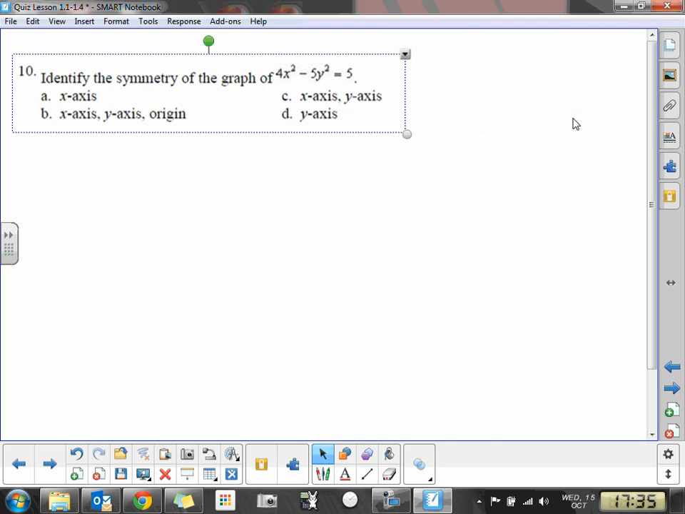Identify the symmetry of the graph. We have a graph that's defined by the equation 4x squared minus 5y squared equals 5. The way that we tested for symmetry is we took our equation 4x squared minus 5y squared equals 5.